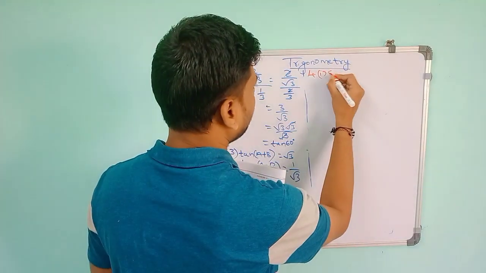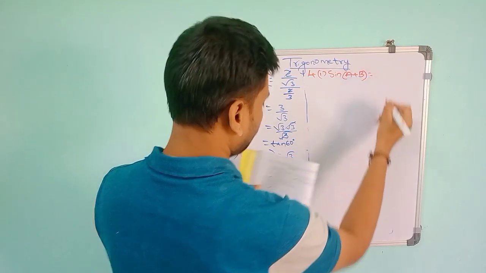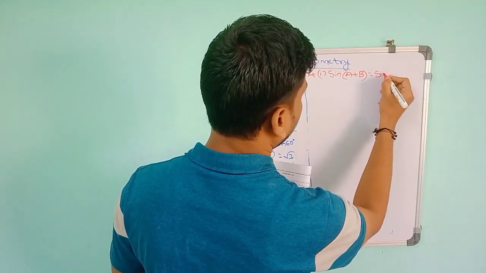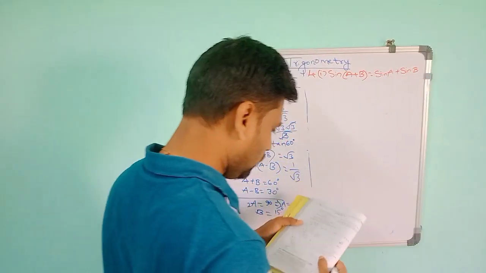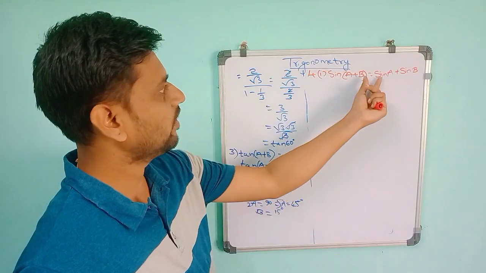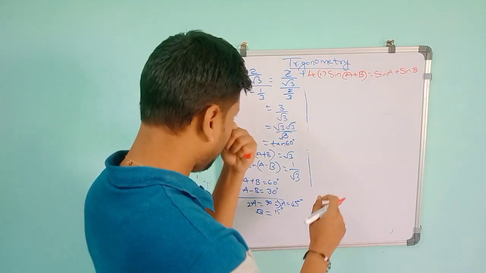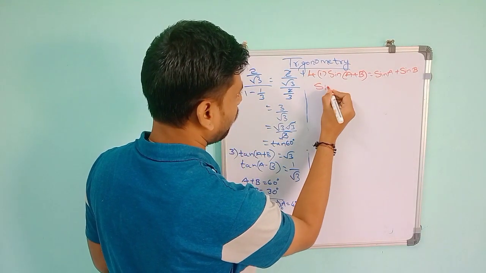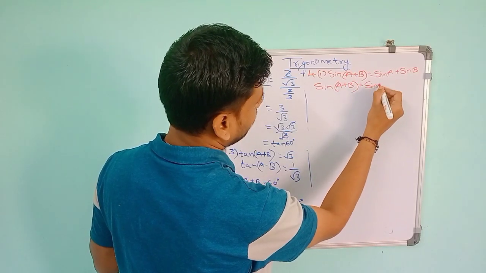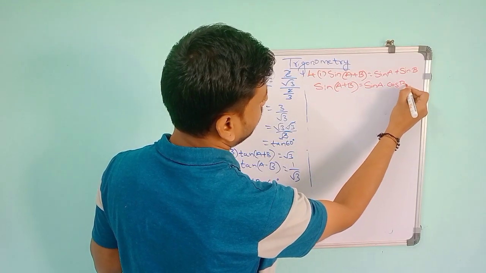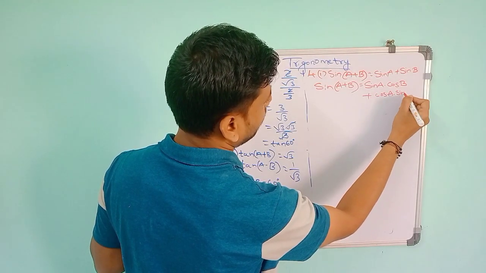Sine of A plus B is equal to sine A plus sine B. Is it true or false? Actually, the formula for sine of A plus B is sine A into cos B plus cos A into sine B.